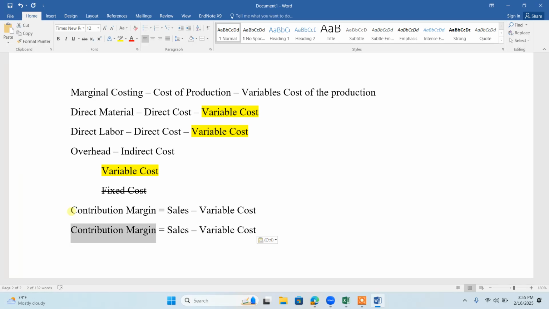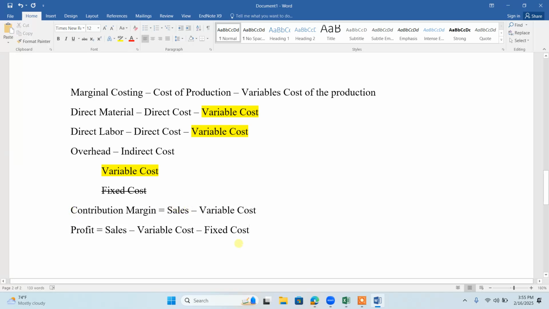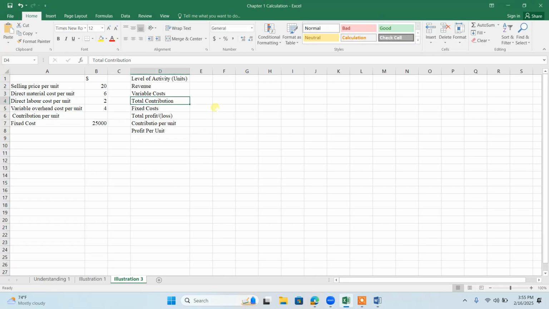If I want to calculate the profit, then I have to of course consider the fixed cost also. So when I'm talking about the contribution margin, it's not the net profit. It's only the margin of the sale price and the variable cost. Okay, so let's come to this question.